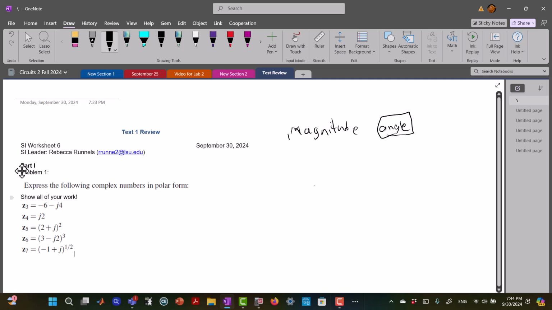So first of all, if you have something in rectangular form, then that's of the form a plus jb, and the magnitude is the square root of a squared plus b squared.